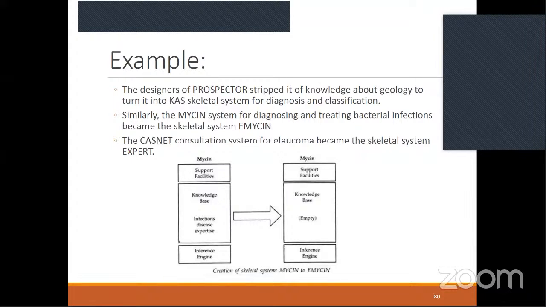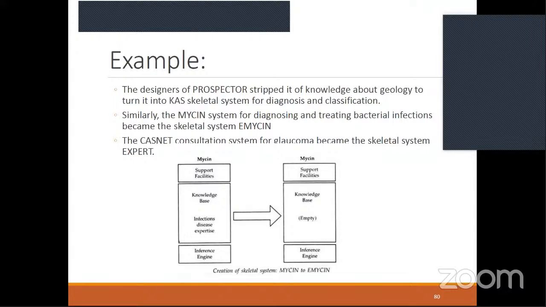Okay, so similarly, there are some examples. The designers of Prospector stripped it of knowledge. So there's a tool, an expert system, which works on geology, and they converted the same Prospector for diagnosis and classification of diseases. Okay, so they simply changed its knowledge base, and the rest, the inference engine and support facility, remained same. Then the Mycin system, which was meant for diagnosing and treating bacterial infections, became a skeleton system called E-Mycin. Now you can add any other knowledge from your field and it will work on it.